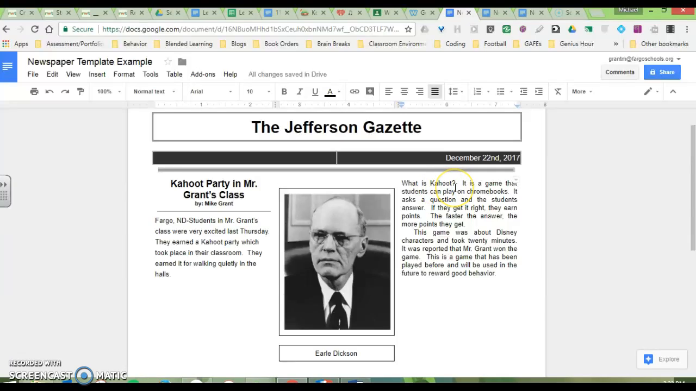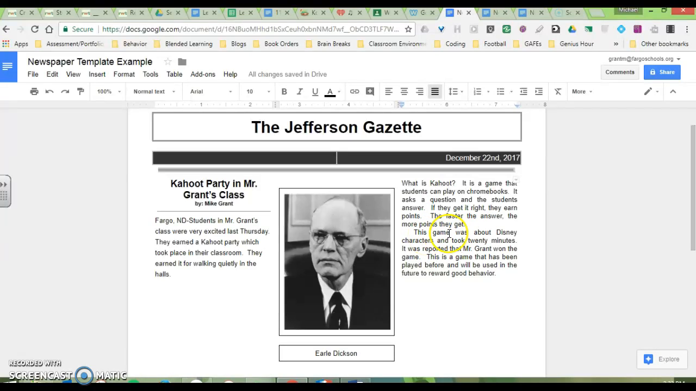It is a game that students play on Chromebooks. It asks a question and the students answer. If they get it right, they earn points. The faster they answer, the more points they get. And I have too many spaces. Maybe not. And then I added a paragraph because otherwise, if I didn't have this, it would be a lot of blank space. This game was about Disney characters.